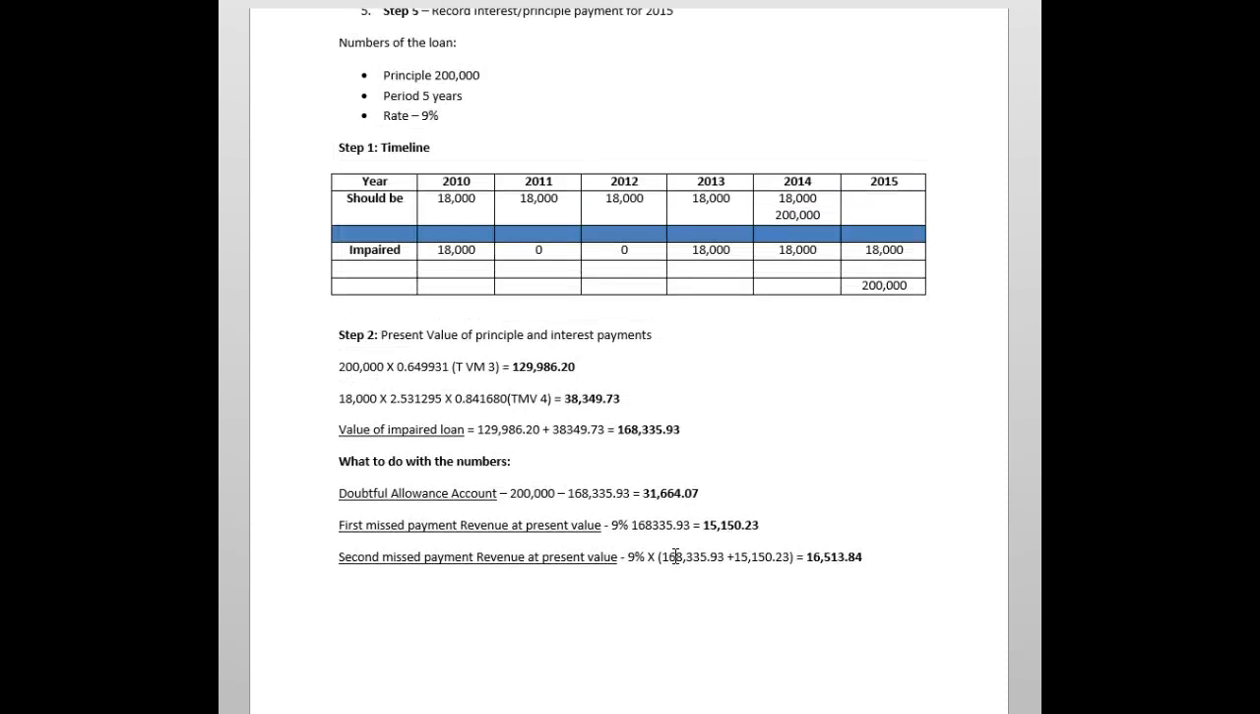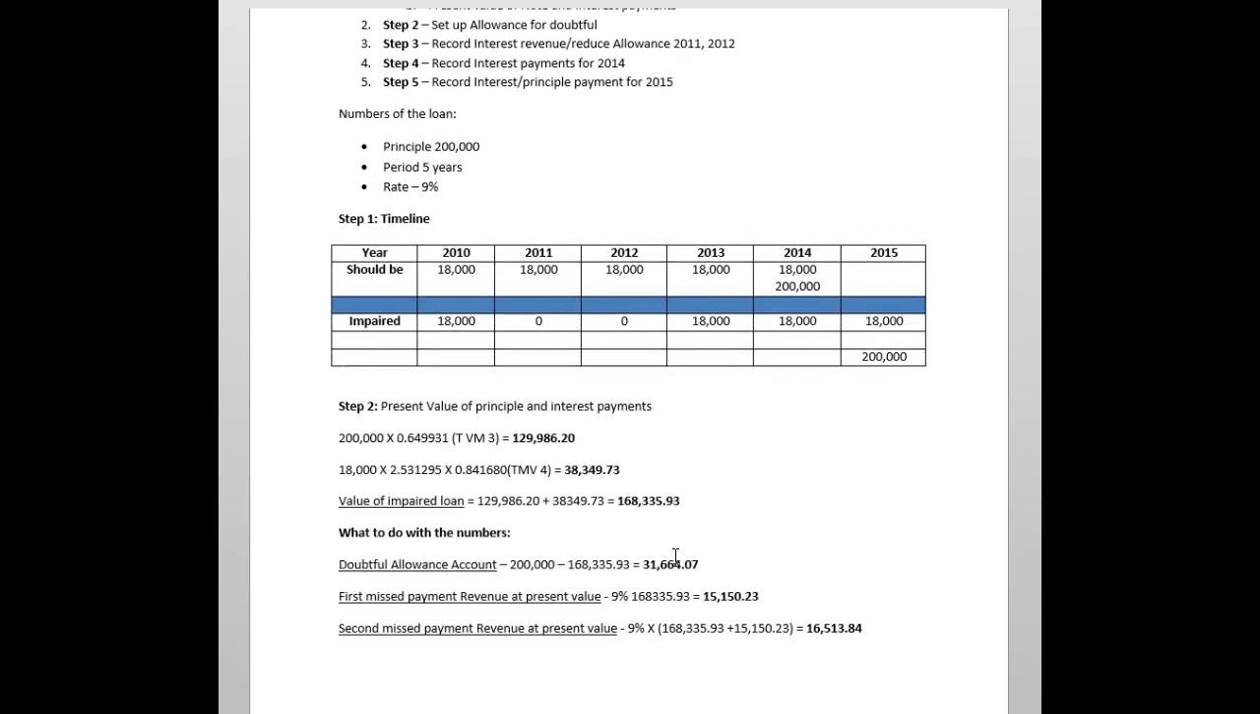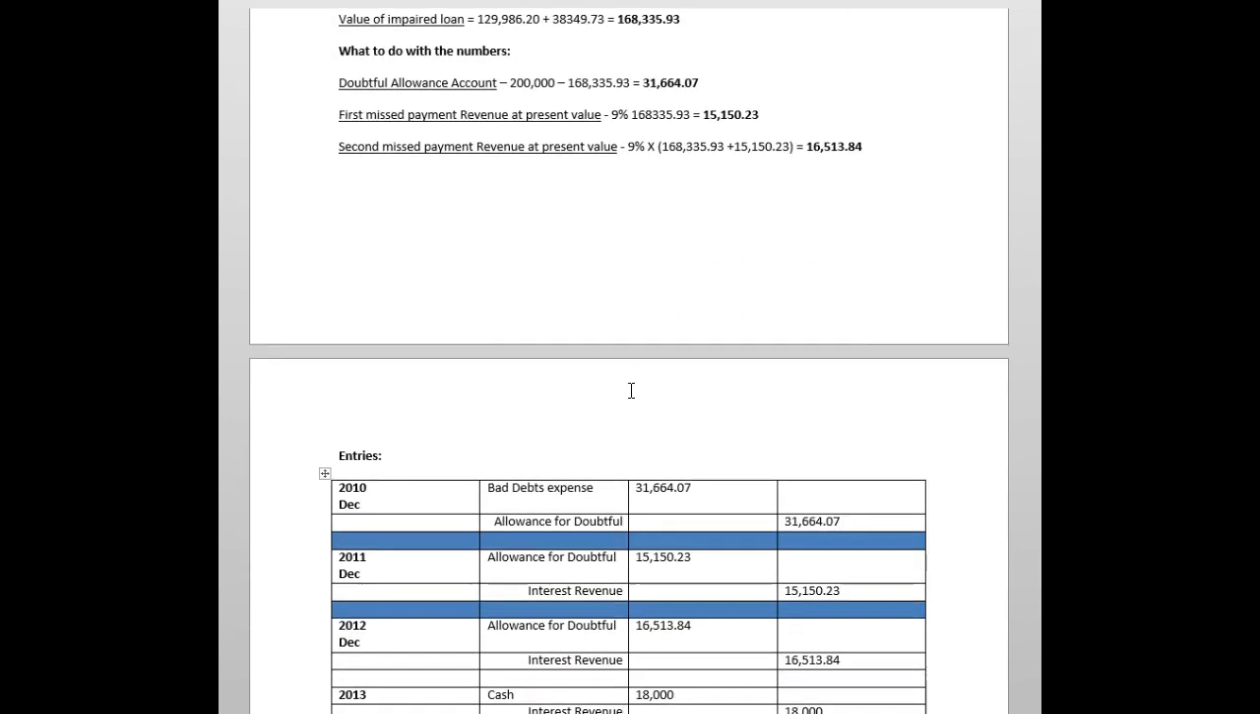This is a very complex operation. Anything can go wrong. It can become impaired again. You may have to write off the whole amount, but this is how you would basically handle one that's in impairment.